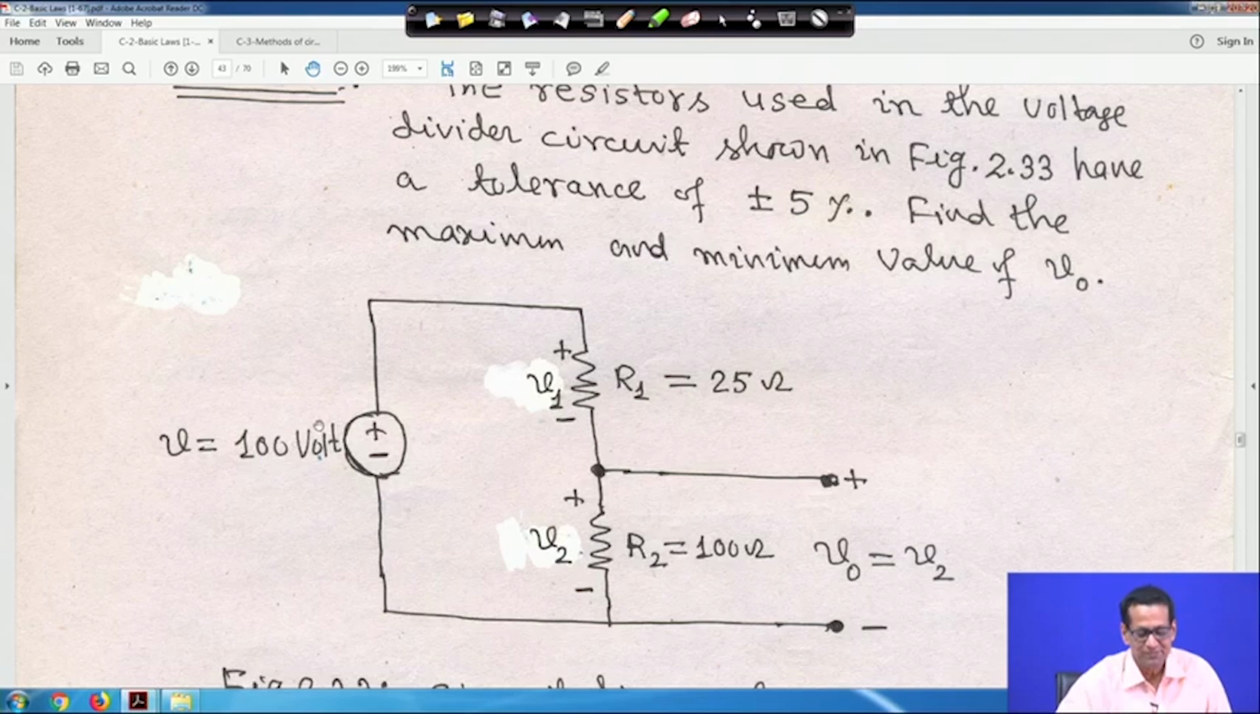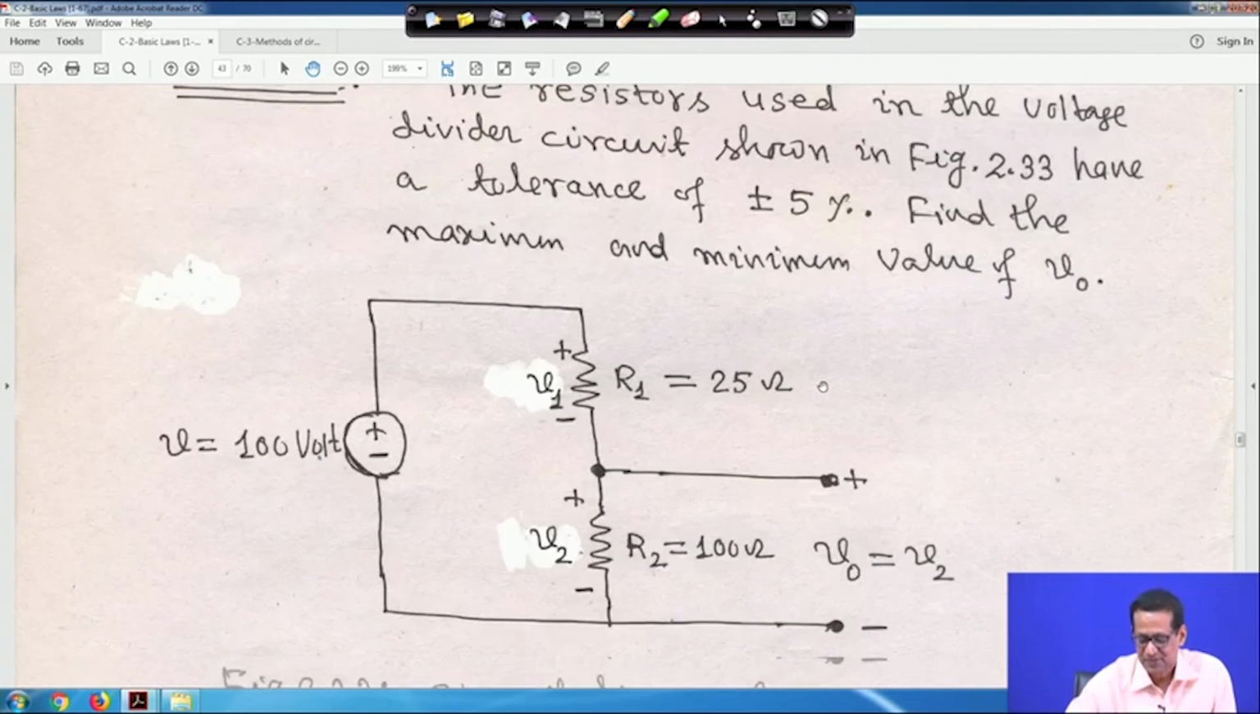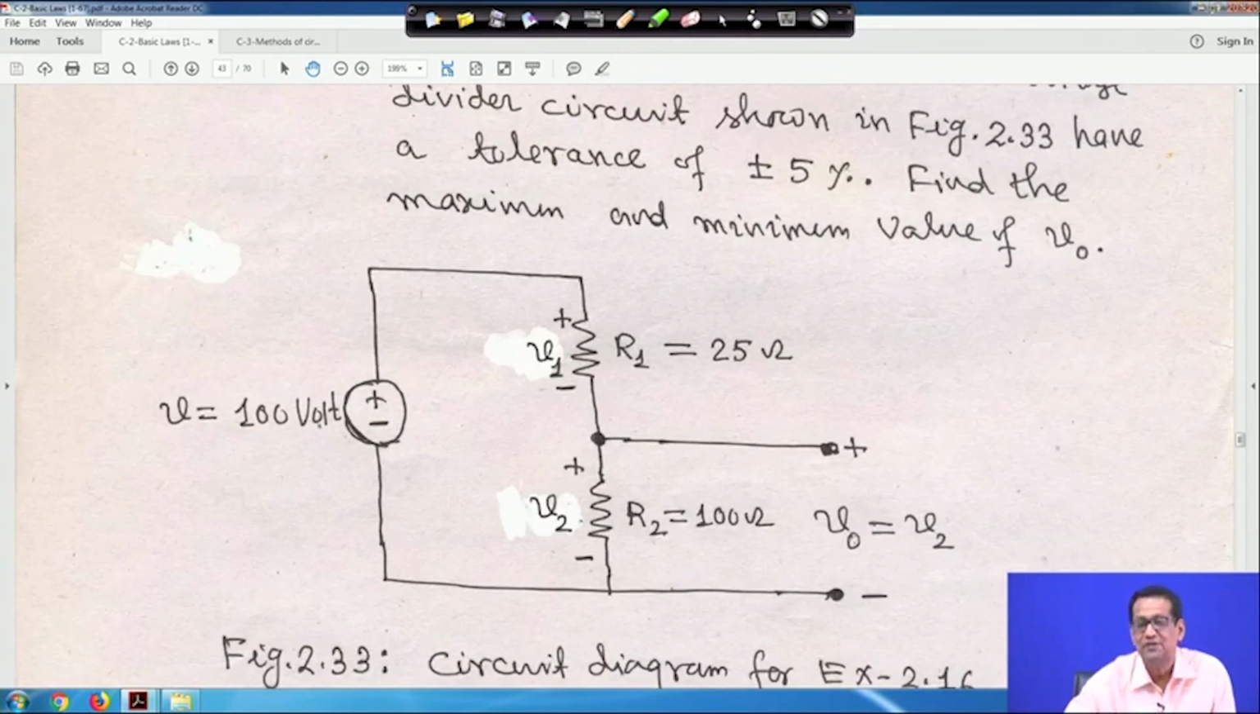It is a simple voltage divider circuit with a 100 volt source. Across R1 the voltage is V1 and the resistance R1 is equal to 25 ohm, and across R2 the voltage is V2 and the resistance R2 is equal to 100 ohm, and same as before, V0 is equal to V2. So you have to find the maximum and minimum value of V0. What will be the maximum value and what will be the minimum value? Tolerance is given plus minus 5%.